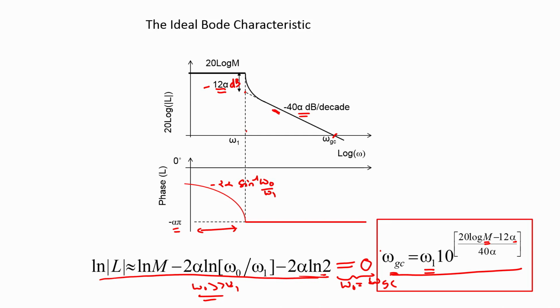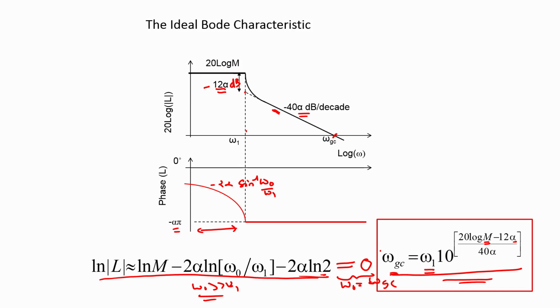And for frequencies that are much greater than omega 1, the magnitude characteristic rolls off at minus 40 alpha dB per decade, where minus alpha pi represents the maximum permissible phase lag for our loop gain. So the minimum gain crossover frequency is the one at which this particular magnitude characteristic crosses the 0 dB line, and we derive that to be given by this particular expression at the right bottom corner here.